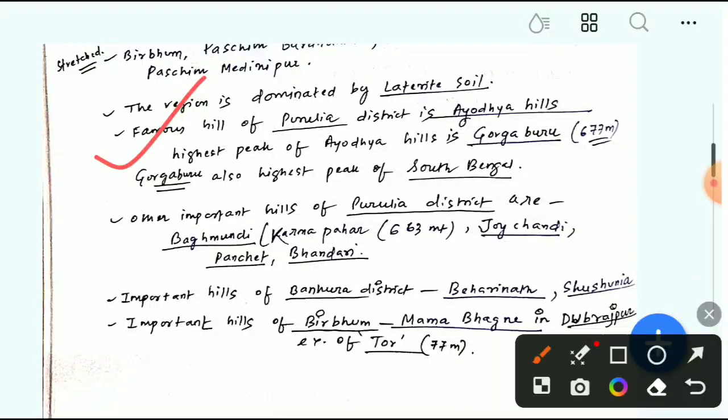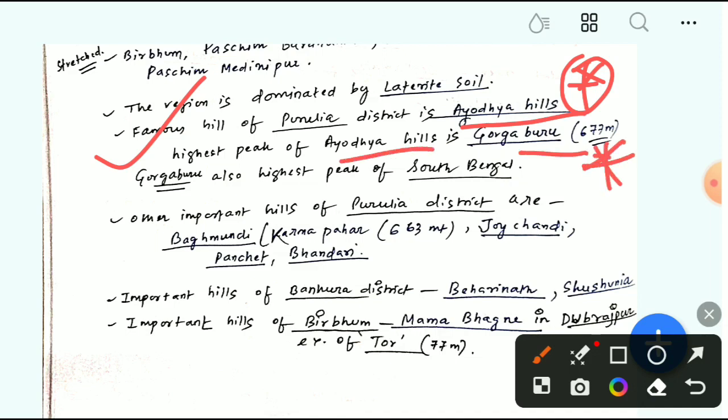Famous hills of Purulia district is Ayodhya Hills. Very, very important. Highest peak of Ayodhya Hills is Gorgaburu, that is 677 meters. This is also very important. And Gorgaburu is also the highest peak of South Bengal. So you have to remember, it is the highest peak of South Bengal and it is in Ayodhya Hills in Purulia district.